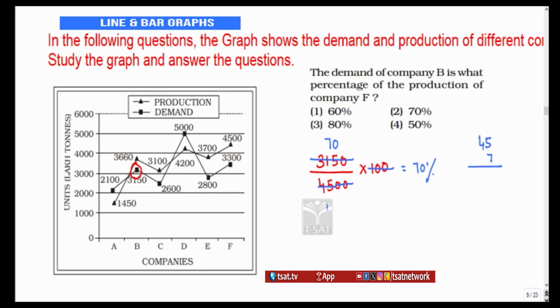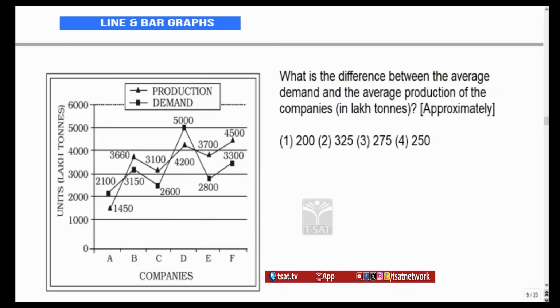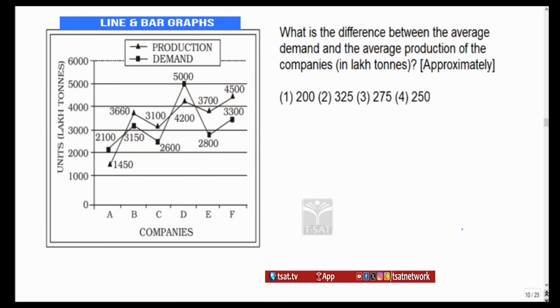X is what percent of y? X by y into 100. That is the formula used straight away. But in place of x they have given a statement, in place of y they have given a statement. Look at the next one here.